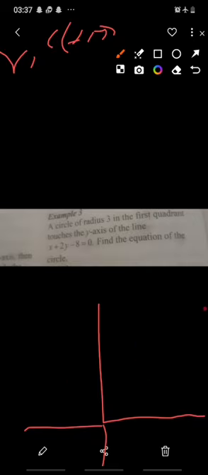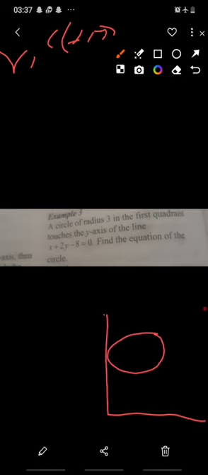We are to introduce our circle in the first quadrant. Here the circle touches the y-axis at this point, and then we have our radius. The radius is 3, and this is the point where it touches the y-axis. Let's label this point A, and let's label the center C. So the center has coordinates 3 and then b.